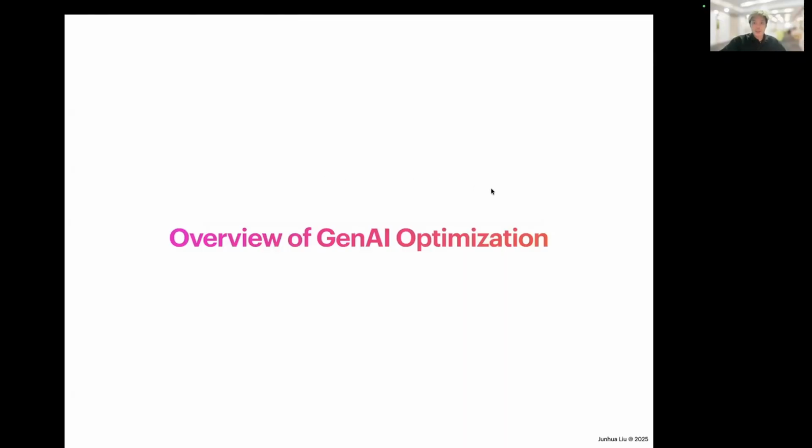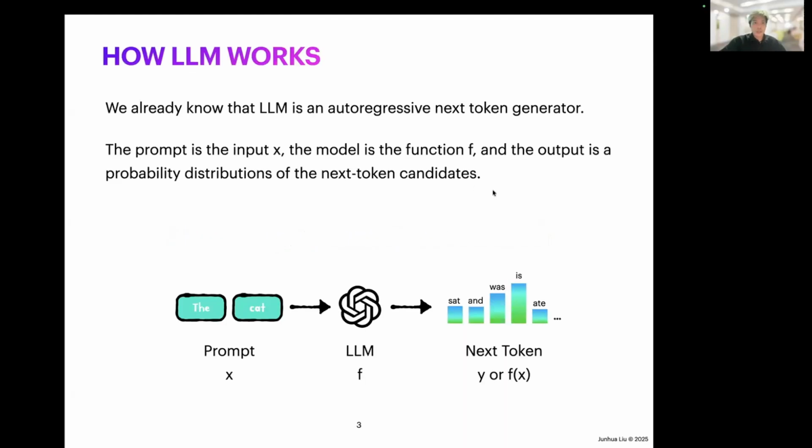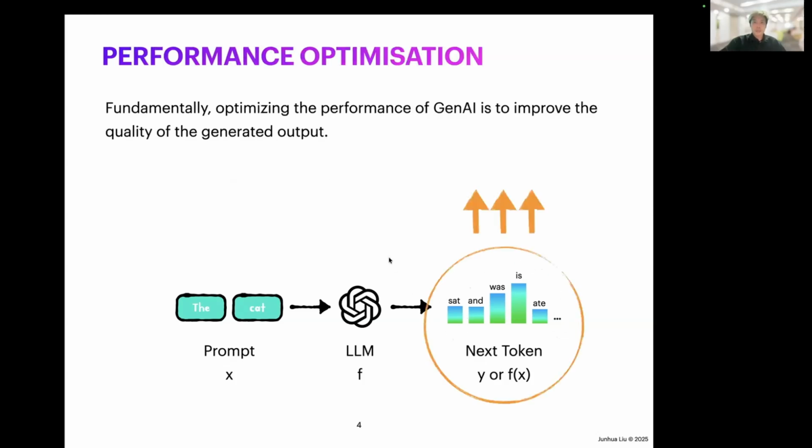Let's start with the overview of generative AI optimization. We already know that an LLM is an autoregressive next token generator. The prompt is the input X, the model is the function F, and the output F(X), or Y, is the probability distribution of the next token's candidates. To optimize the performance of the LLM, essentially we are optimizing the accuracy of the next token prediction results.